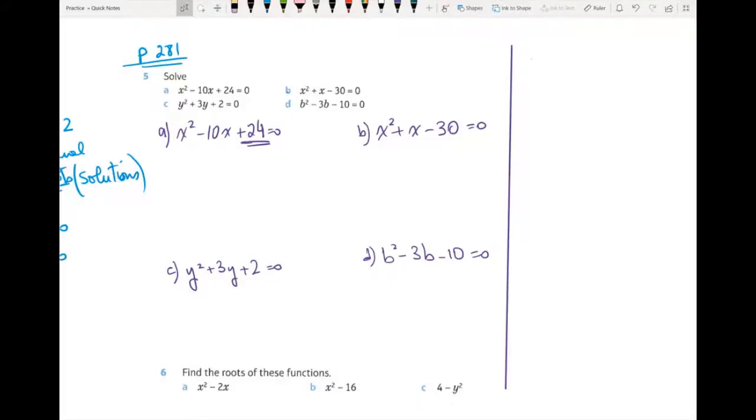And we look at part A. x squared minus 10x plus 24 is 0. These are three terms. Step 1, we need to factorize. So we need to factorize in step 1.